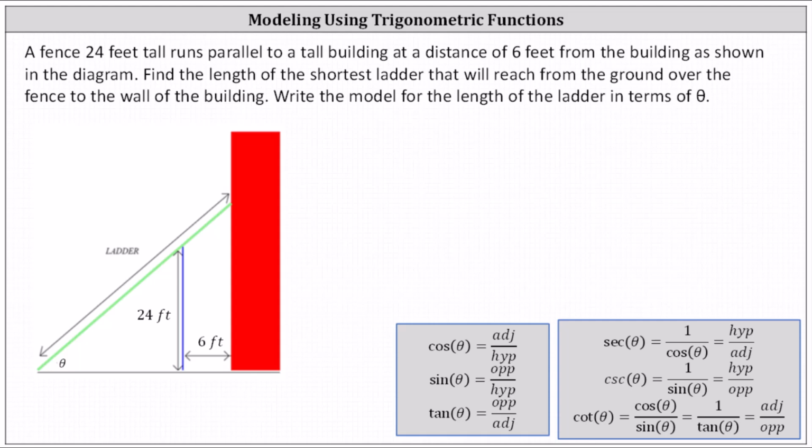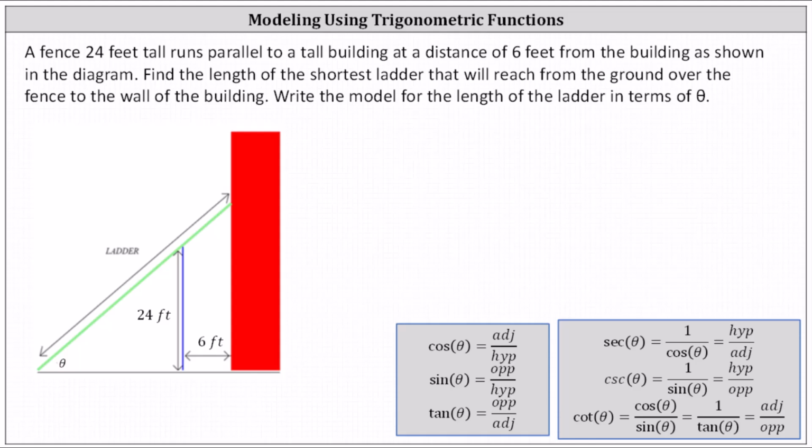A fence 24 feet tall runs parallel to a tall building at a distance of 6 feet from the building, as shown in the diagram below. Find the length of the shortest ladder that will reach from the ground over the fence to the wall of the building. Write the model of the length of the ladder in terms of theta.